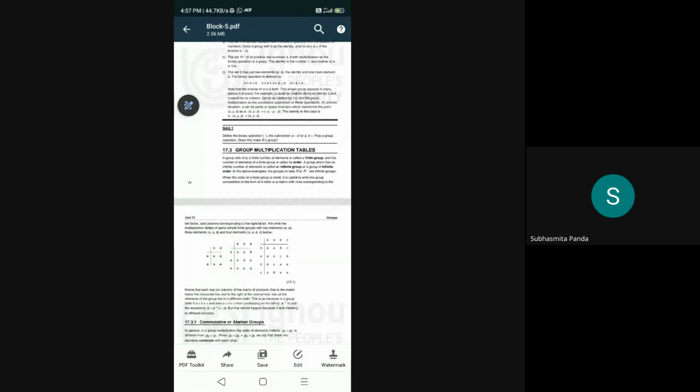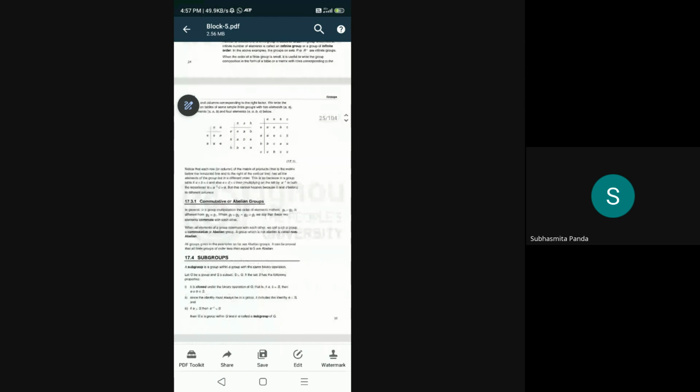A group with only a finite number of elements is called a finite group, and the number of elements of a finite group is called its order. A group which has an infinite number of elements is called an infinite group, or a group of infinite order.